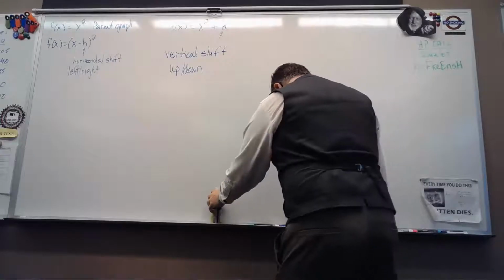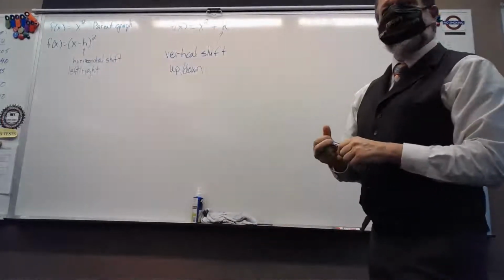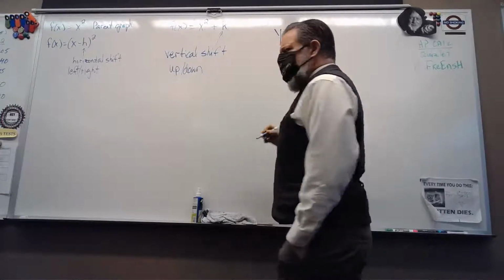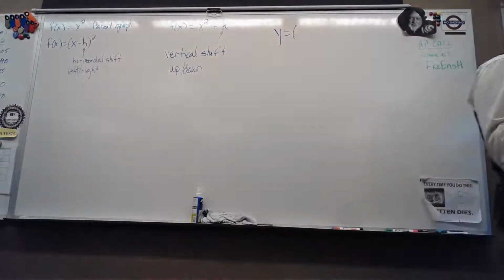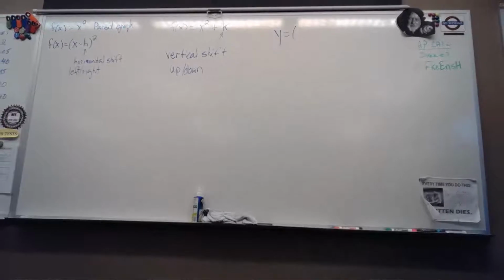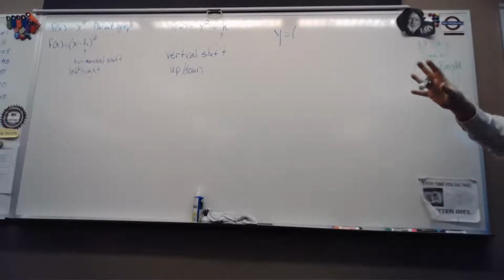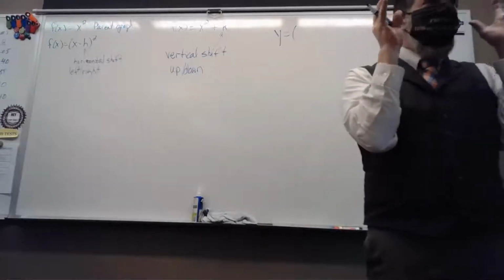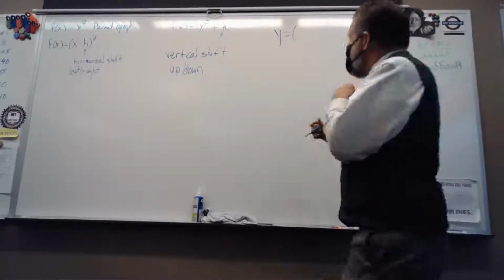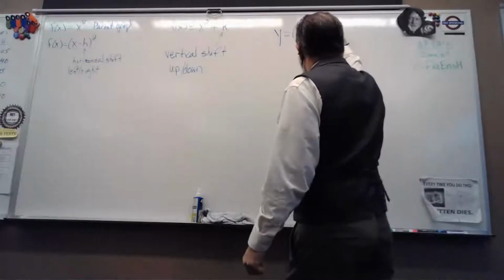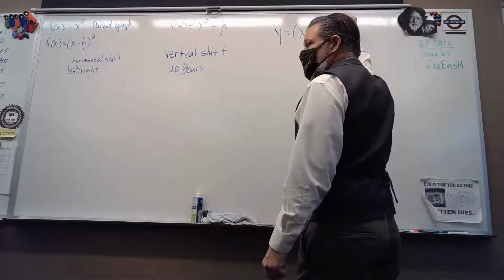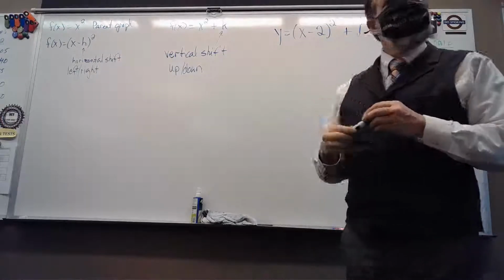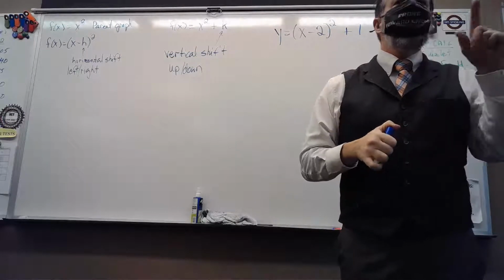What if I were to give you the following equation? Y equals... and I don't want you to do anything in Desmos here. I just want you thinking about this one. So shove the Chromebooks off to the side. I want you just thinking about what just happened here. I'm going to give you y equals x minus 2 squared plus 1. Where's the vertex?